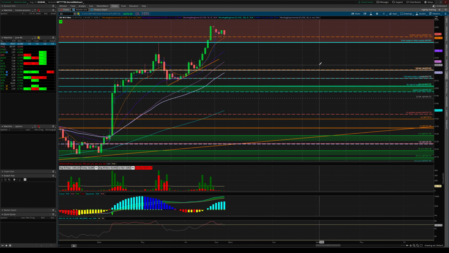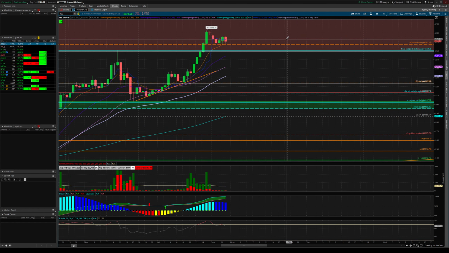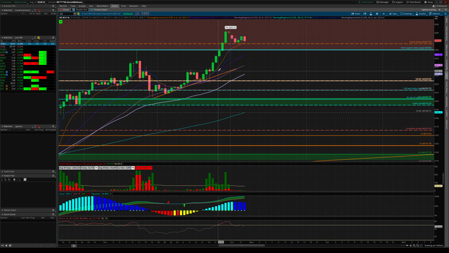90-minute. Same thing here. 1 hour. All right, we have a bit of a basing candle, but to be honest, I don't really trust this basing candle because of that long wick.